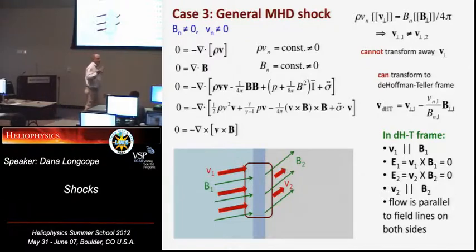That's the de Hoffmann-Teller reference frame. That's the way people think about MHD shocks. They go into this reference frame. Then the important thing is the Poynting flux in this reference frame disappears. So we have a vast simplification to the energy equation. We don't have to worry about this anymore. We've already used it. And we have much simpler jump conditions.